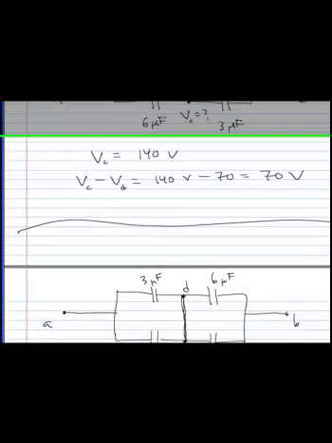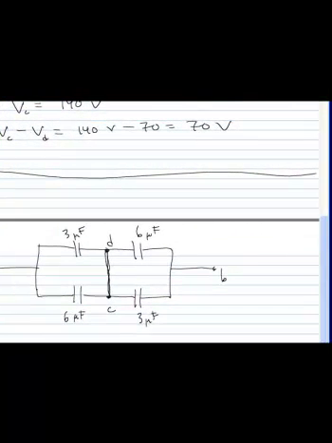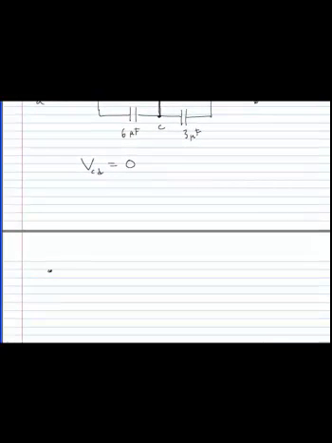It's got to be 0 because they're connected by a conductor. That's an equipotential surface. They have to be at the same potential. What I think I'm going to do now is redraw this circuit so it's a little easier for me to see what's going on instead of leaving it the way it is here. I'm going to redraw it starting at point A.